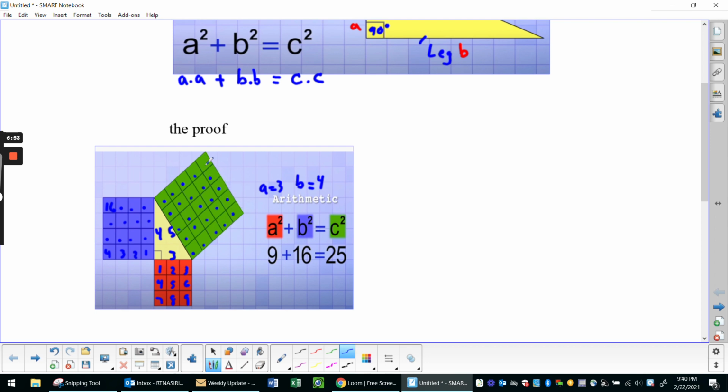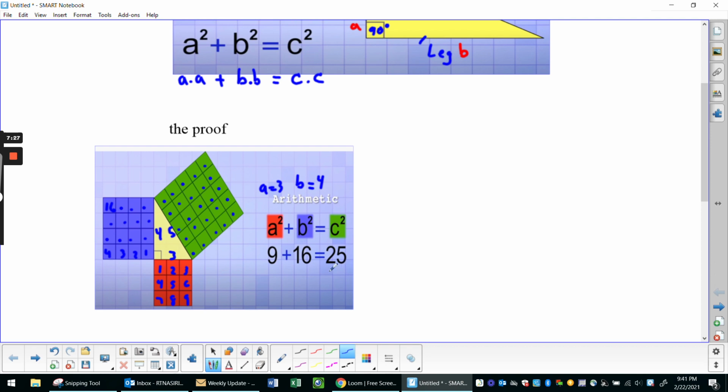And you could see that if I took all these pieces inside this square and this square, they would add up to 25, which is what this is saying. 9 plus 16 is 25. So if you square all the side lengths here, when you add them up, you get the square of the hypotenuse. And that is the proof of the Pythagorean theorem.